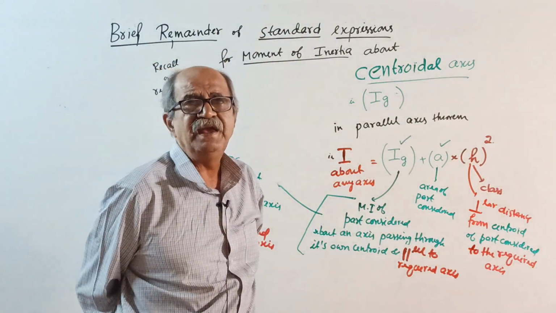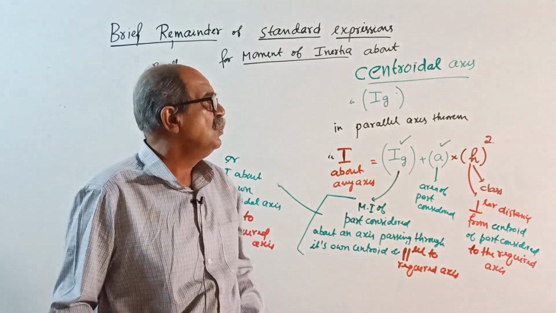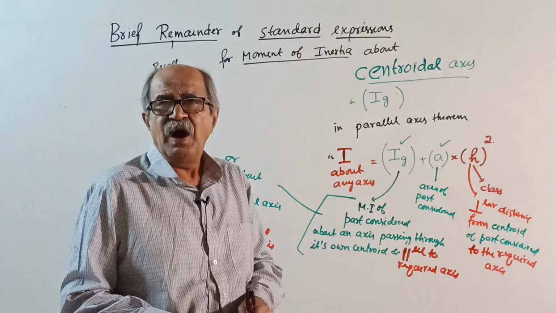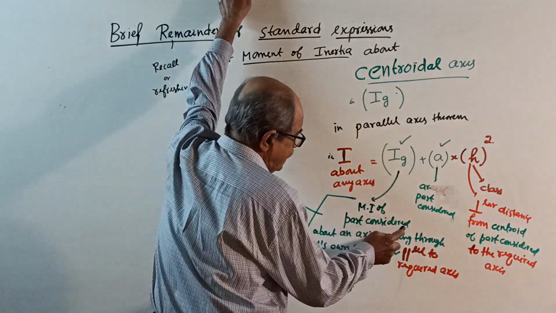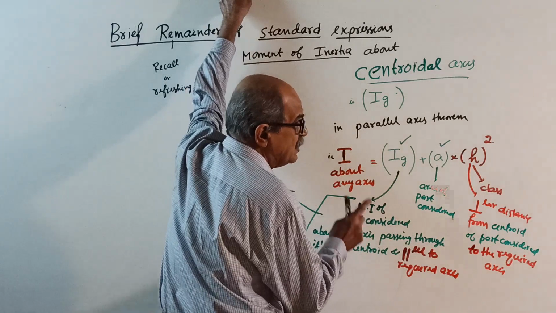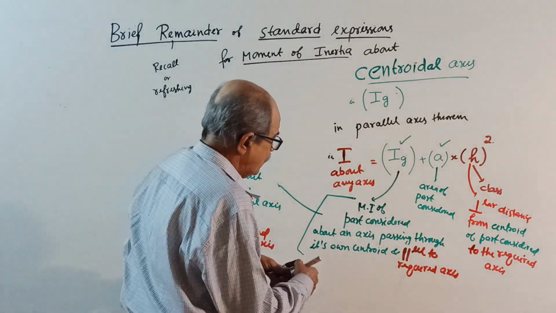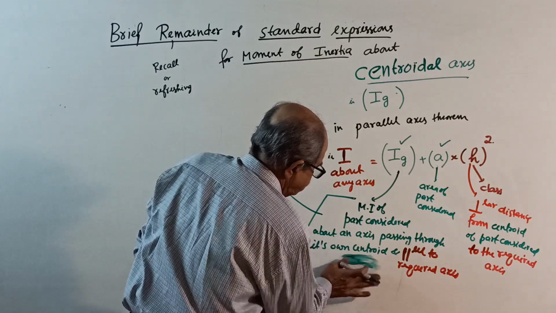You divide the given area into so many parts, then part by part you are calculating. Whatever part you consider, it is considered about an axis passing through its own centroid. For own centroid, I always use the symbol small g.